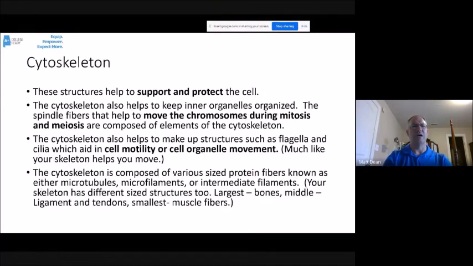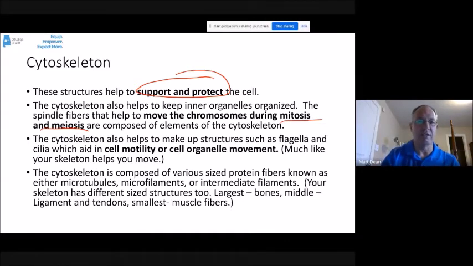All right, cells also have an internal support structure called a cytoskeleton. This structure is usually made out of proteins. It helps, again, to support and protect the inner workings of a cell. It also helps to keep the inner organelles organized. The spindle fibers that you guys have heard about when you've talked about mitosis or meiosis are made of parts of the cytoskeleton. So these parts also help to make up the flagella and the cilia.